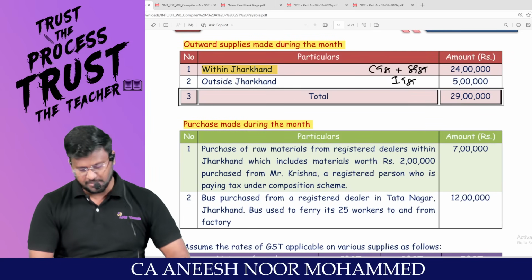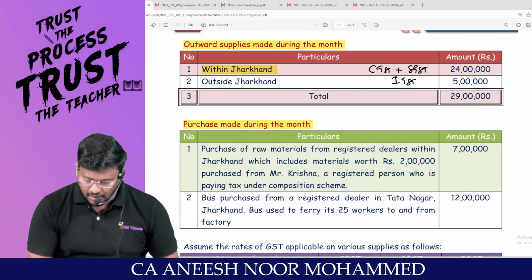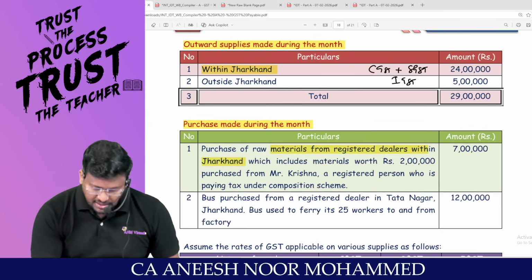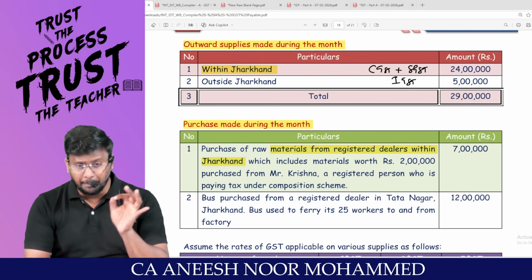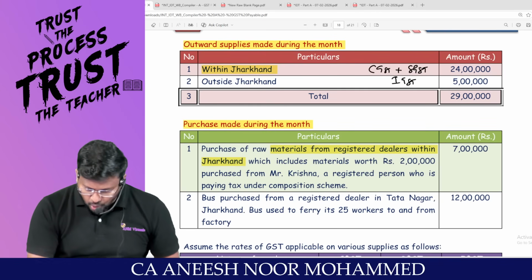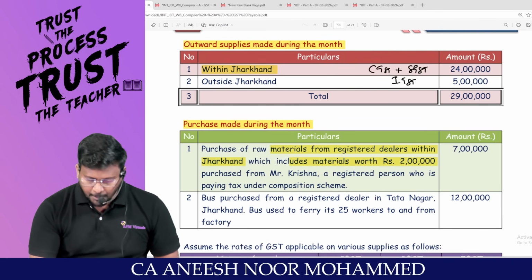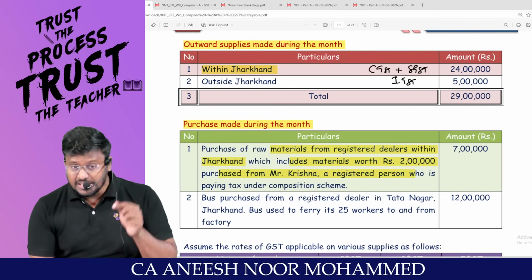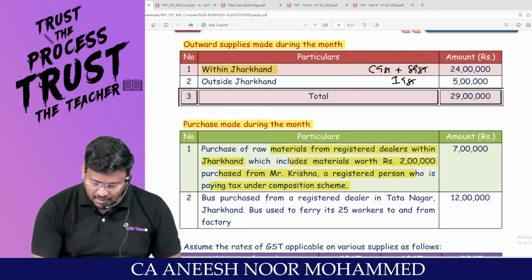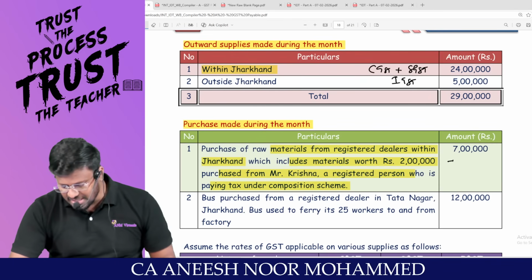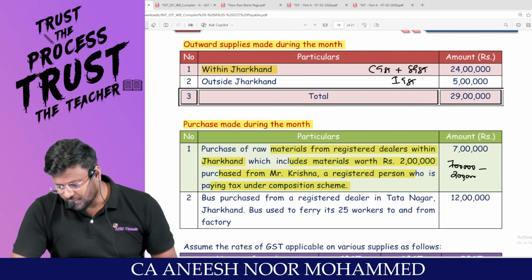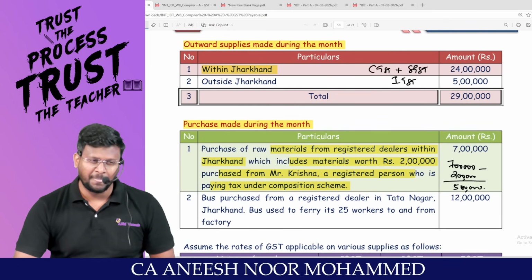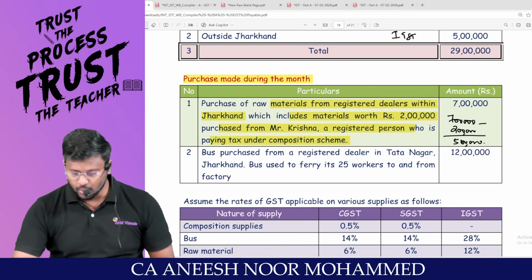These are the purchases made. Purchase of raw material from registered dealer within Jharkhand. That means intra-state purchases, CGST and SGST would have been paid at the time of purchase, which include material worth rupees 2 lakh purchased from Mr. Krishna, a registered person who's paying tax under the composition scheme. If the supplier is a composition dealer, he is not supposed to collect output tax. That means 7 lakh minus 2 lakh. Only for 5 lakh would we have paid the tax. That only amounts to ITC.